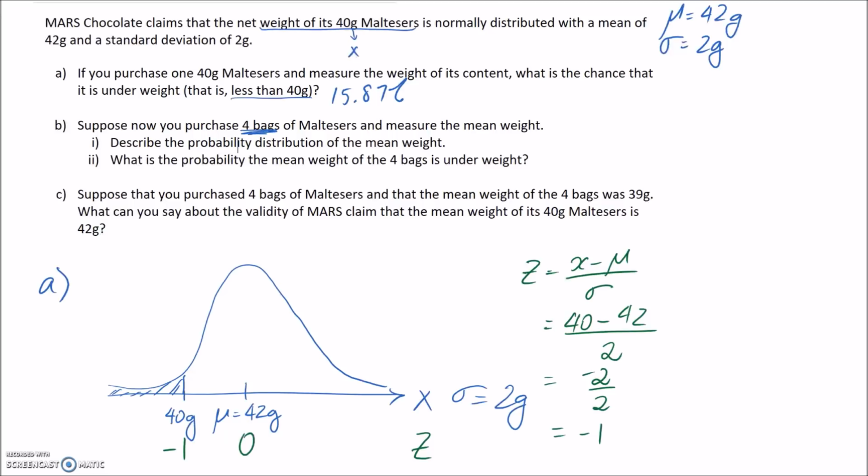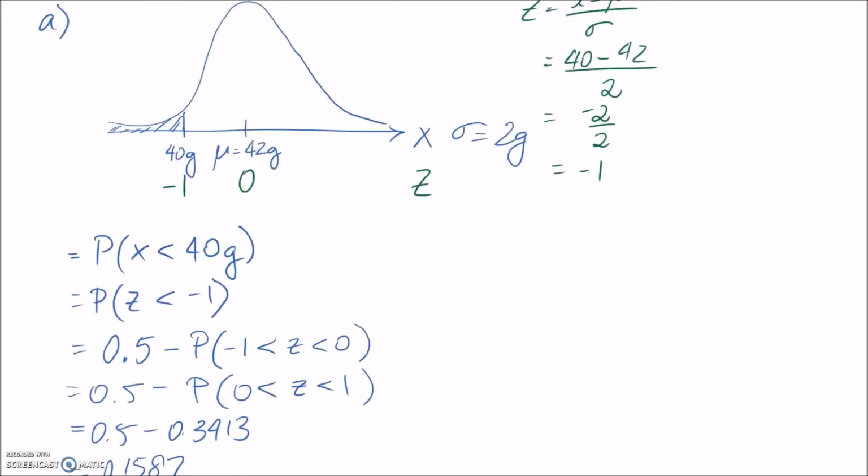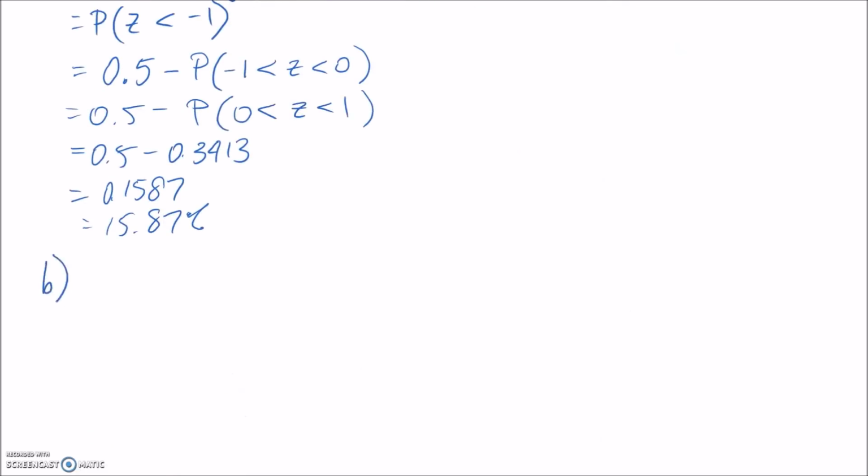So an important thing to note here in a moment is going to be that our sample size is going to be 4. So this is the number of bags that we're drawing out of our population of all the Maltesers bags that exist. The sample that we're using is just 4. So let's go and do this next bit.